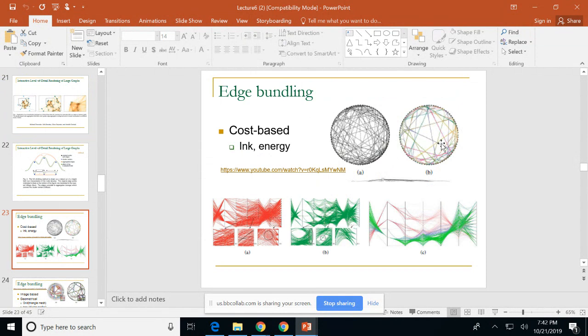And there's many ways to do that. There's a lot of math involved. Some of these involve some sort of ink base, so they look at the ink and try to reduce it. Others are based on energy, reducing the energy of the entire system by bundling them. If two links are close to each other, it's as if they're magnetic wires that start clumping together.